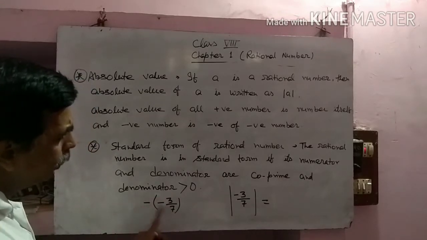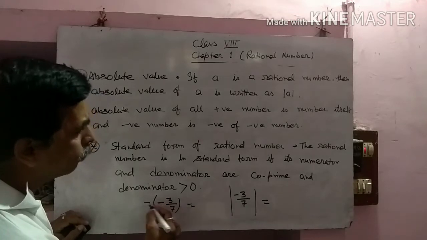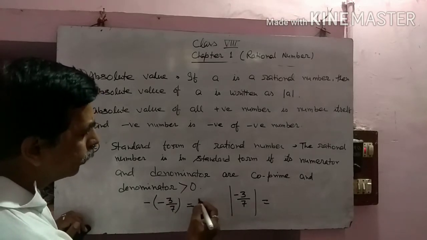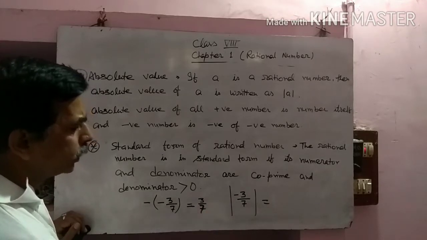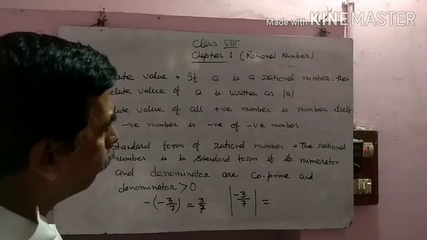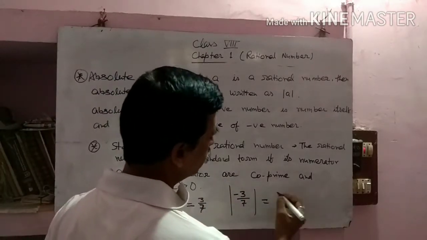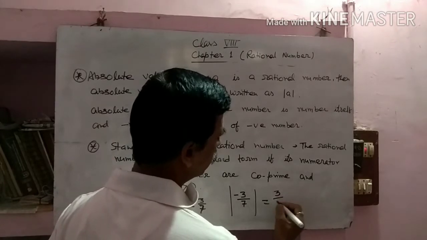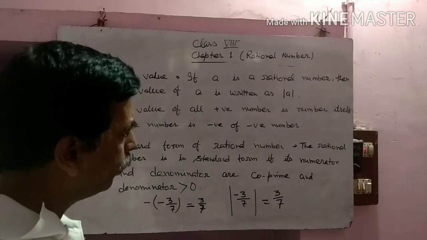This is a negative number, and the negative of a negative number is equal to what? Minus into minus becomes plus, so it becomes 3 by 7. So the final conclusion is that the absolute value of any rational number should be positive. So this is 3 by 7. So what actually happened there?